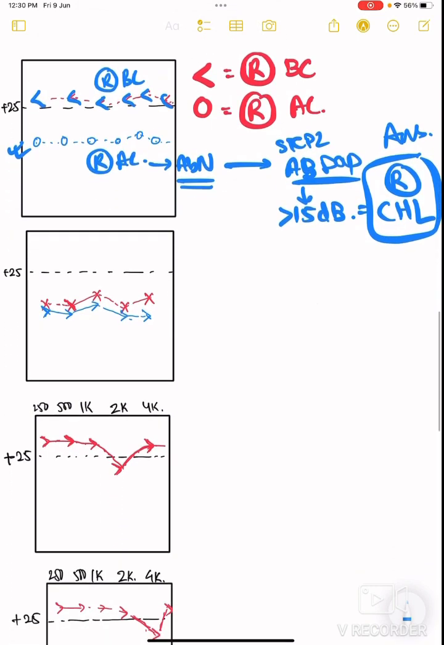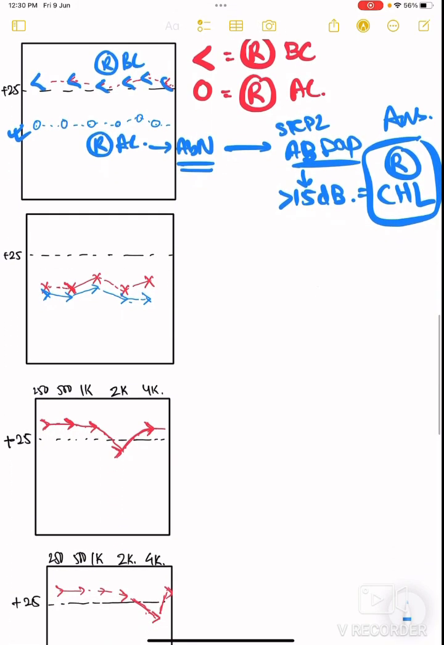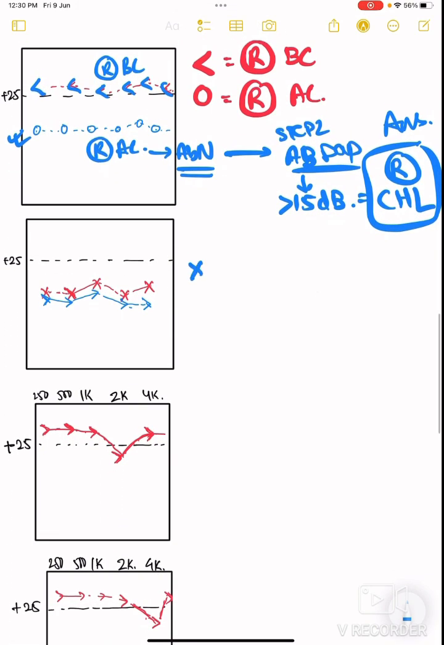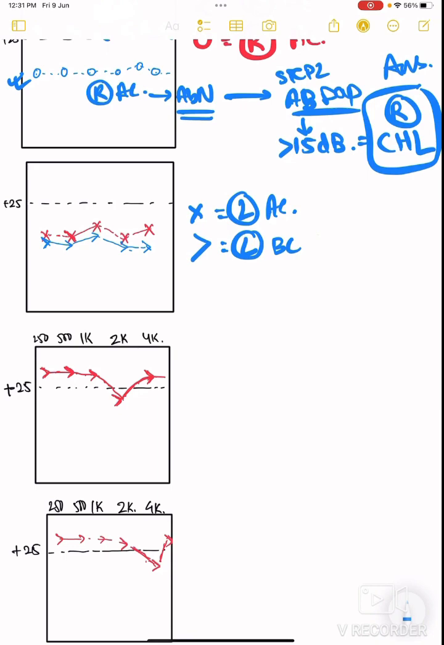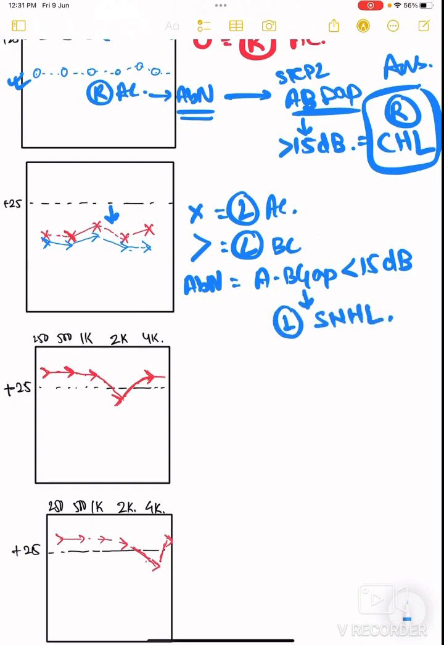Now coming to the second question. We know that this particular sign stands for left sided bone conduction, and this stands for left sided air conduction. Both the graphs are below the plus 25 decibel threshold, meaning it is an abnormal case. And we see that the AB gap is less than 15 decibels, they are almost together, which means this is a case of left sided sensory neural hearing loss.